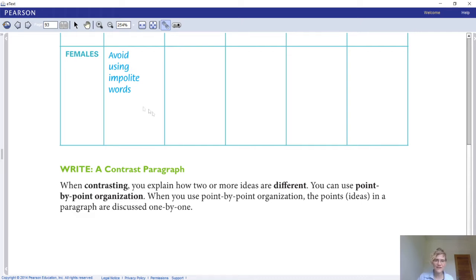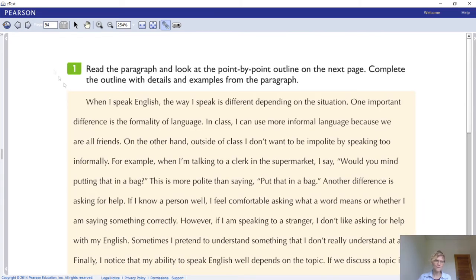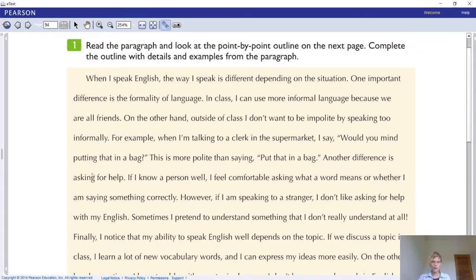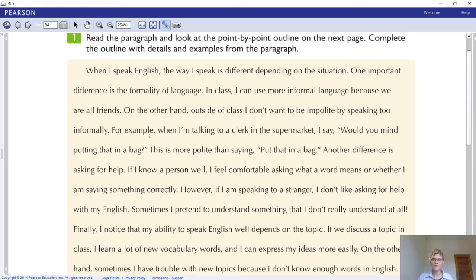Now, when contrasting, you explain how 2 or more ideas are different. You can use point-by-point organization. When you use point-by-point organization, the points or ideas in a paragraph are discussed one by one. Now, in this case, it shows us here. Read the paragraph and look at the point-by-point outline on the next page. Complete the outline with the details and examples from the paragraph.